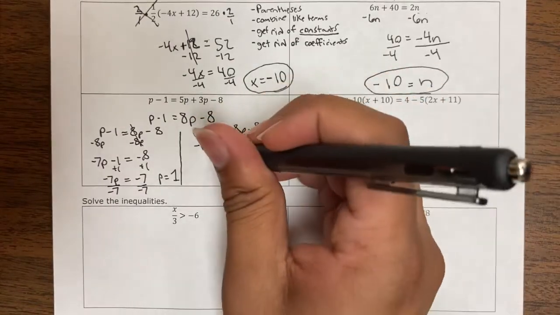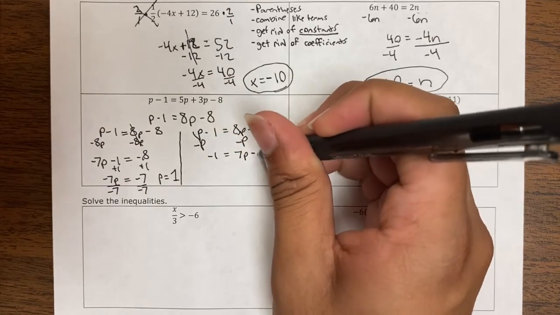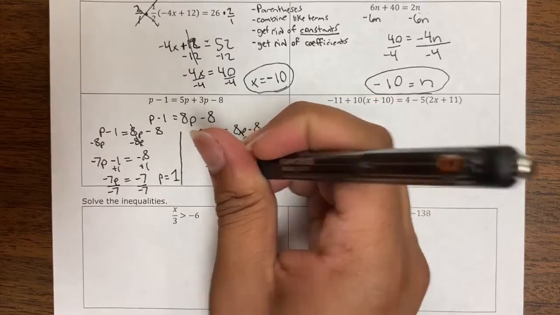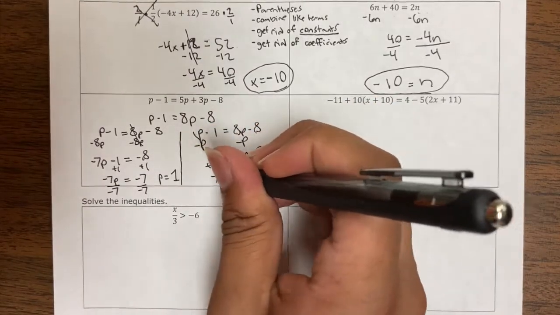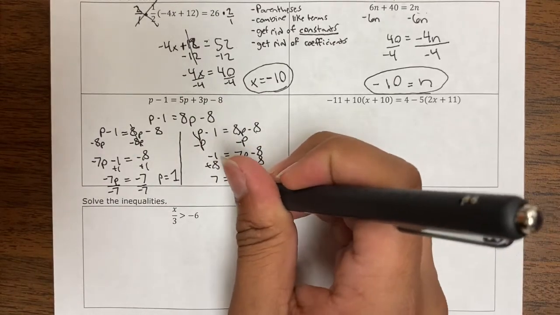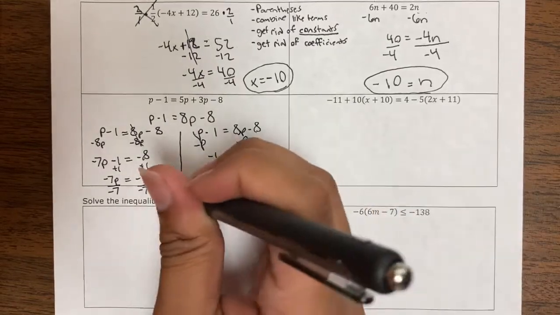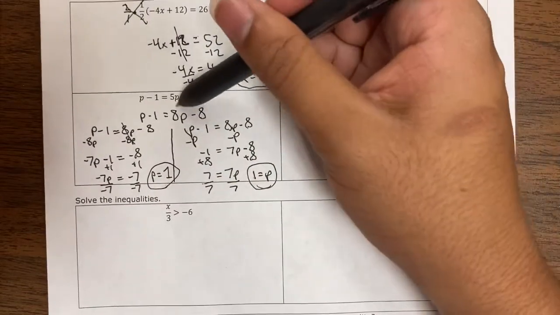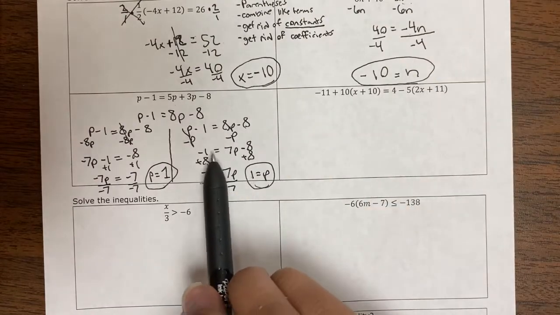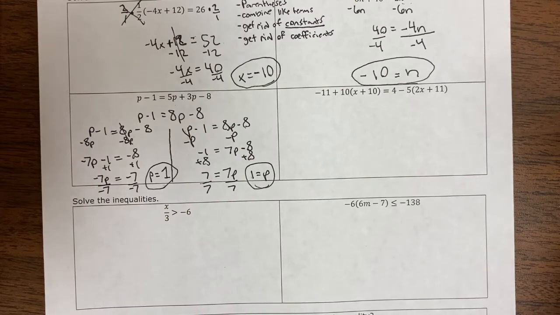So those would cancel out, and I'd be left with negative 1 equals 7p minus 8. And then I want to get all the constants to the other side. So I'm left with 7 equals 7p, divide both sides by 7, and I get 1 equals p. So I got the same exact answer. The only difference is that I chose to move 1 over to the other side in this one, and then I chose to move it in the opposite direction in the other. So it doesn't matter which side you put the variable or which side you put the constant. All that matters is that you combine them correctly.